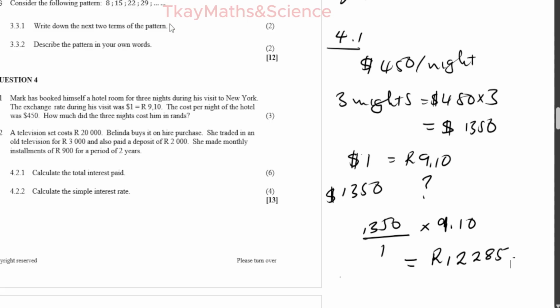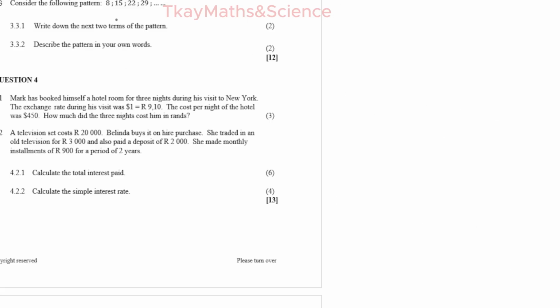All right, so now we're gonna go to 4.2. Okay, so this is 4.2. A television set costs 20,000 rands. Belinda buys it on hire purchase. Okay, so she traded in an old television for 3,000 rands and also paid a deposit of 2,000. All right, she made monthly installments of 900 rand for a period of 2 years.